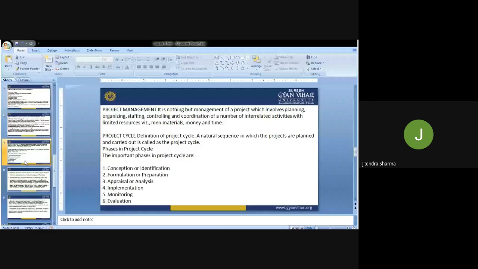Phases in the project cycle, there are important phases. Number one, the conception and identification, then formulation or preparation, then appraisal or analysis, then implementation of the project, then monitoring of the project, and the evaluation. So these are the six phases, under which we have the sequence of the preparation of the project. These are the important steps through which the project proceeds.